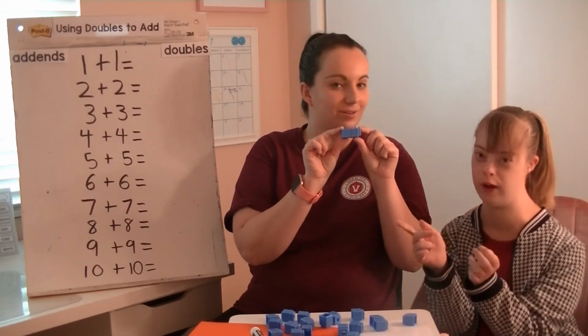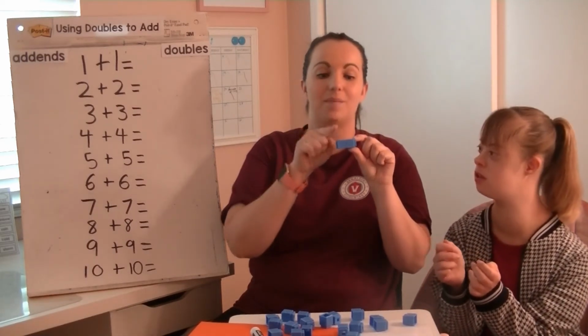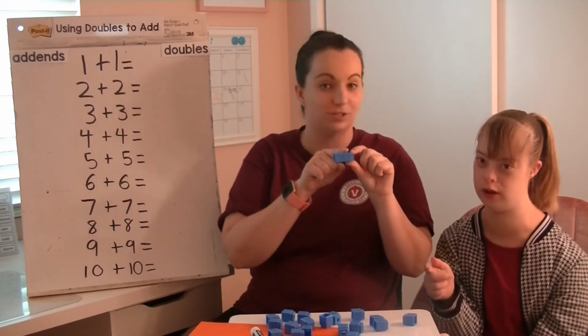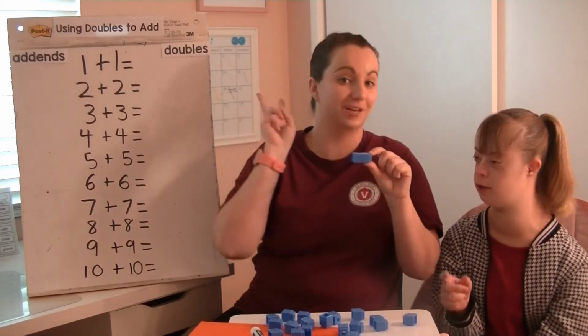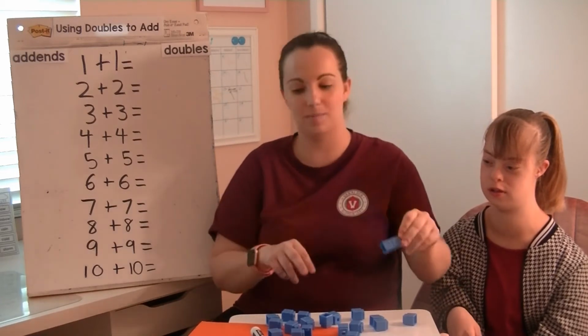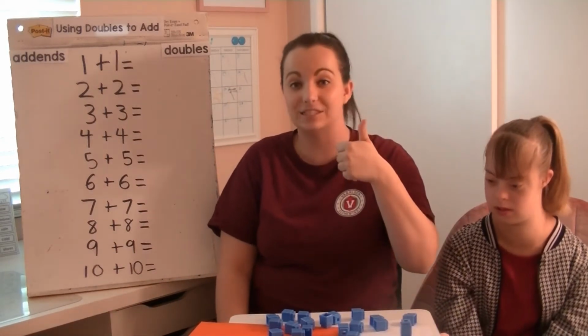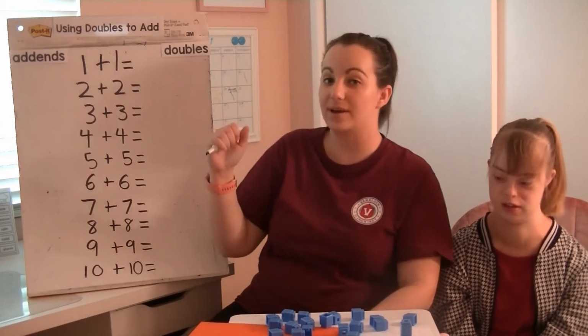Let's see. 1 + 1. Let's see if that's right. 1 + 1 = 1, 2. So 1 + 1 = 2. Good job, Kaylee. And if you're following along at home and got 2, amazing job, okay? So I'm going to write that up here.